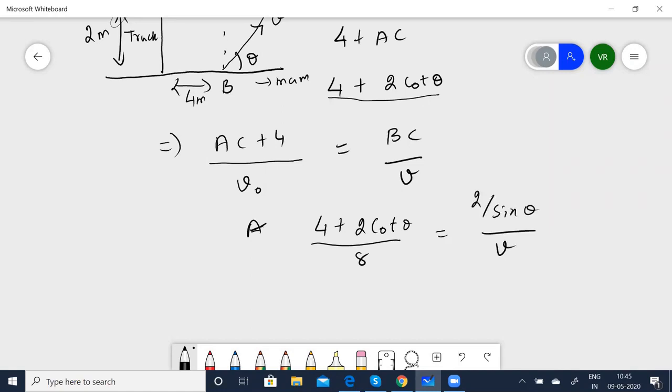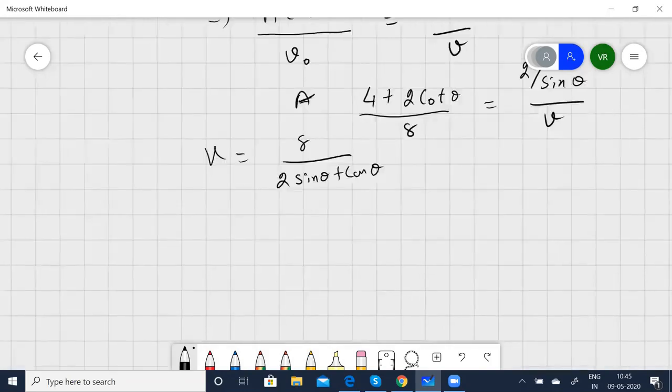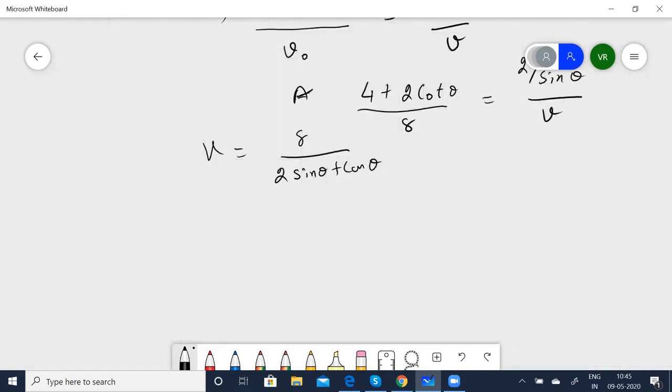We'll have to calculate V. So from this we get V is equal to 8 divided by (2 sine theta plus cos theta). For minimum time, we need to find the minimum time. Okay, we have arrived at the equation. Now in the mathematics part, you have studied maxima and minima. So to find the minimum time, find dV by d theta, and that has to be equated to 0.